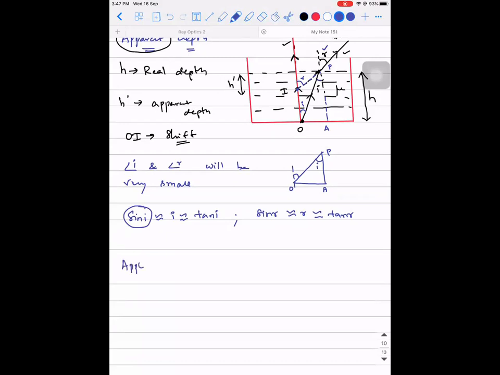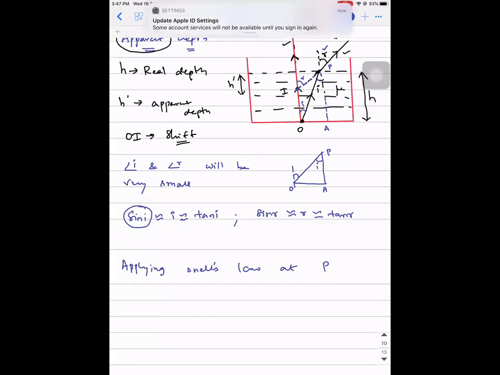Applying Snell's law, at which point should I apply? It is at point P. You should always apply Snell's law only at the point where the refraction is taking place. At O, there is no refraction. There is an object, that's it. So Snell's law should be applied on a point which is separating the two media.